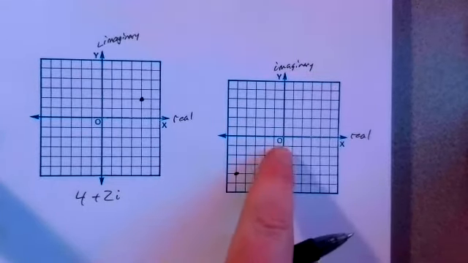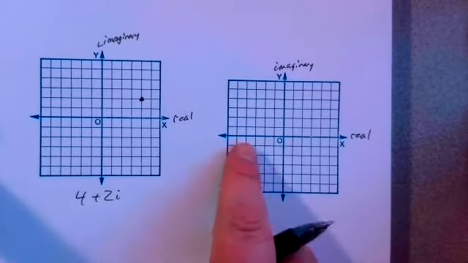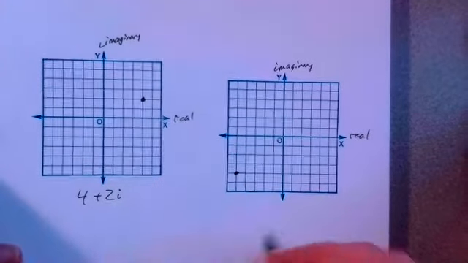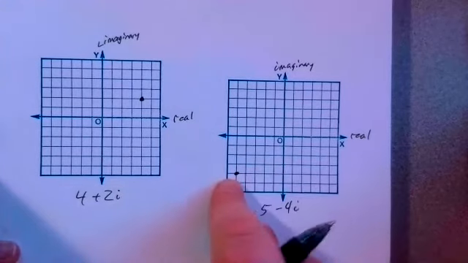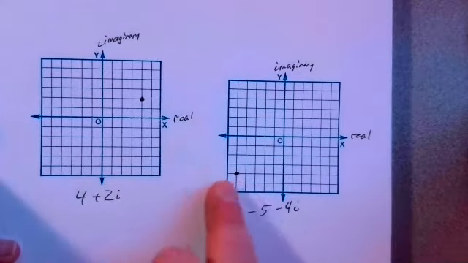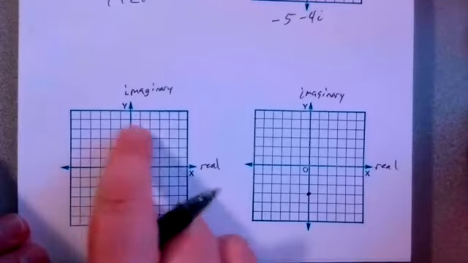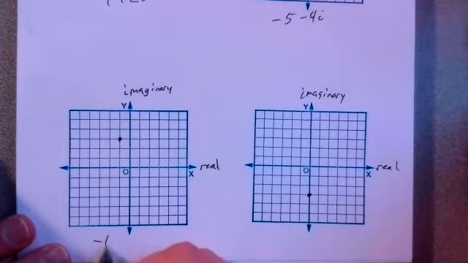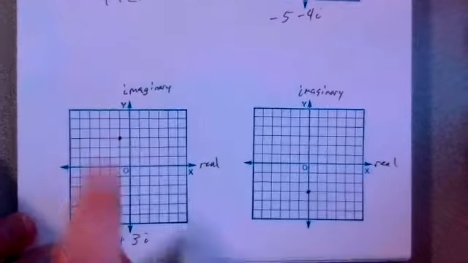What about this one here? On the real number line, we've got 1, 2, 3, 4, so negative 5. For the imaginary, it's 1, 2, 3, 4, so negative 5 minus 4i would be this complex number. This one, we have negative 1 real and 3 for imaginary. So negative 1 plus 3i would be that complex number.